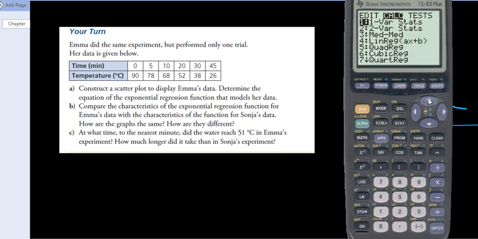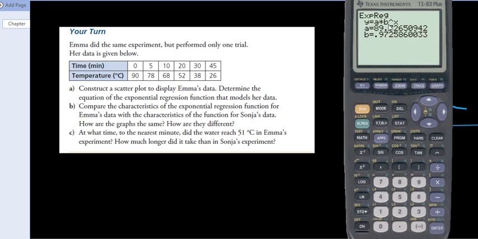So stat, calculate, you're going to want to go find the exponential regression right there. Hit enter, and then your list 1, if that's where your x data is. List 2, if that's where your y data is. Separate them by commas. And then if you want the calculator to put this right into the y equals, then you hit vars over to function, enter, and then enter again, which I've already done. And you'll get this on your screen, and it will automatically populate your y equals there.